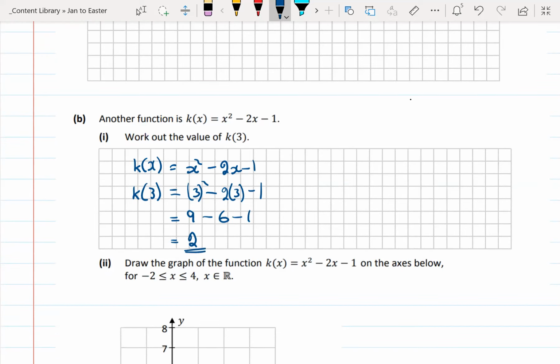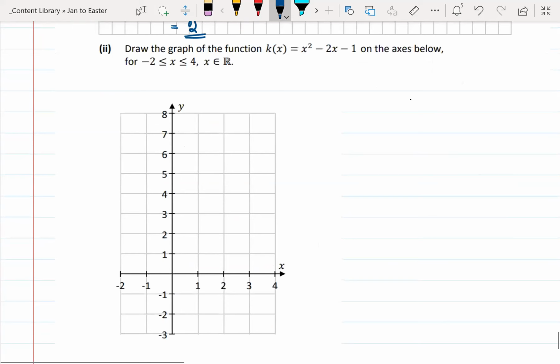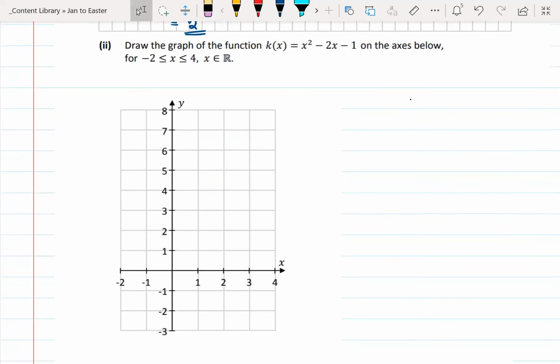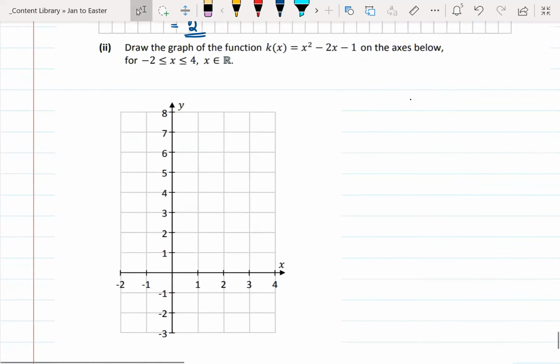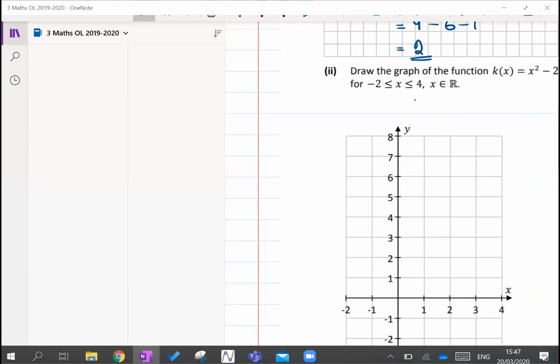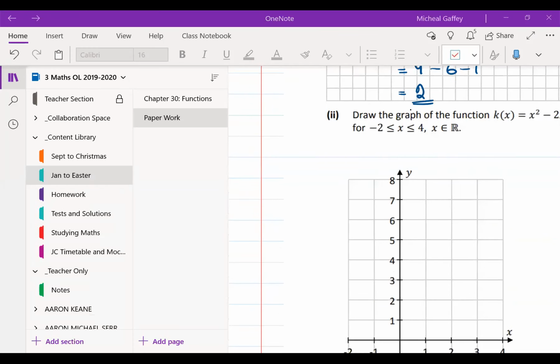Okay. Next bit. Now they want us to draw this graph. Draw the graph of the function. I'm going to stop the video here because the video file will get too long. So what I'll do is I'll put it in a separate video.